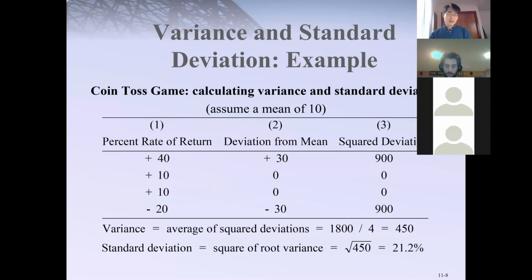So for example, let's say there is an asset, right? And this is a coin toss game. So you flip a coin and you get this return, and you get the average return and you calculate the deviations from the actual return. And when you calculate the square deviations, the average of that square deviation is the variance, right?